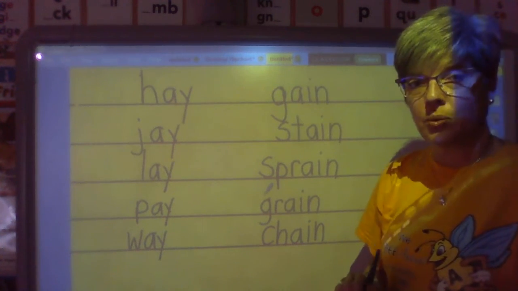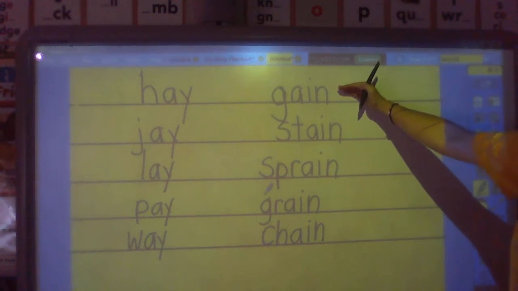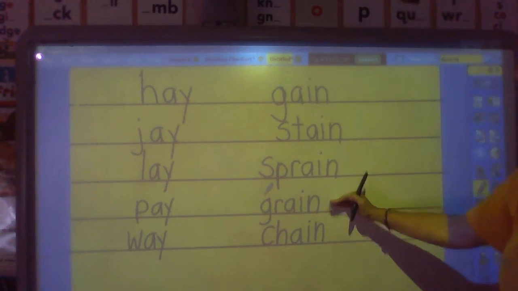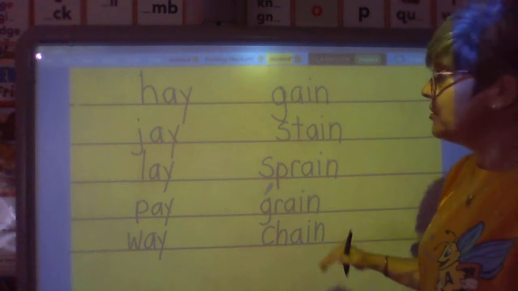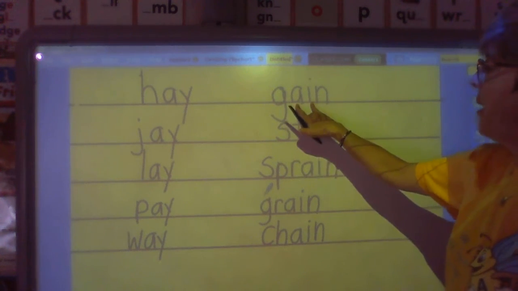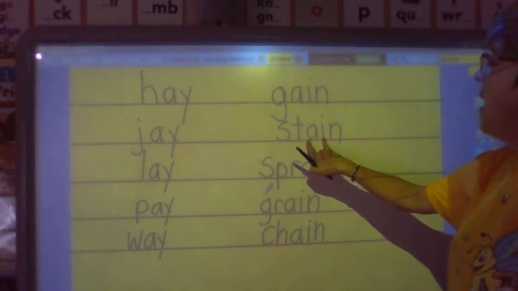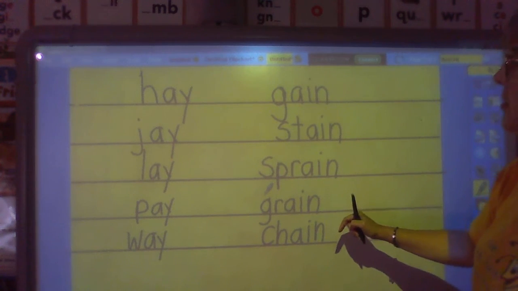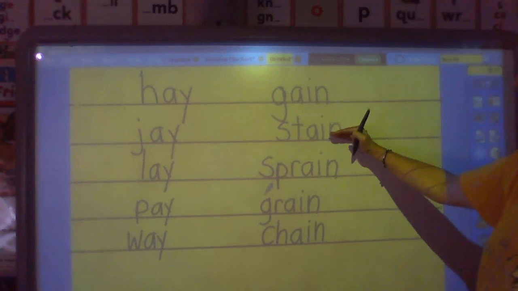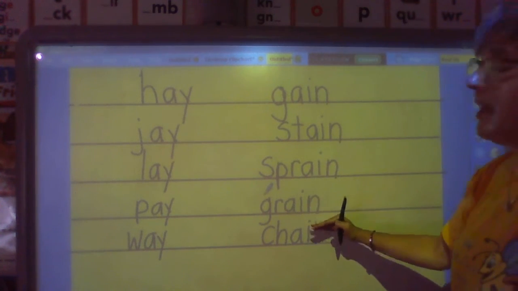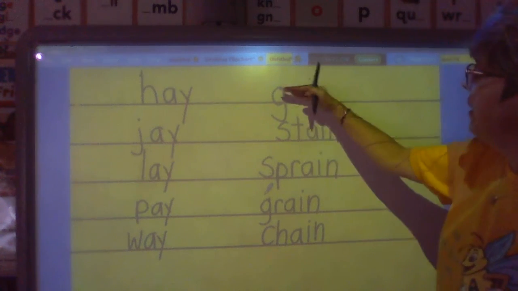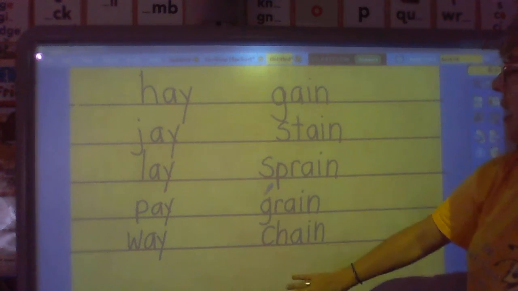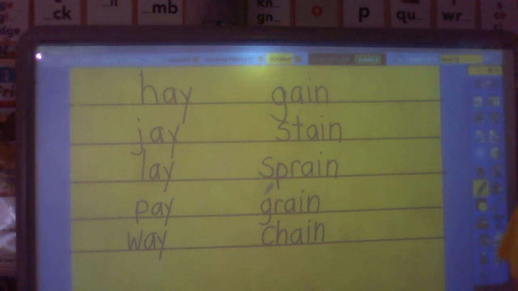Okay, second grade, let's read with this word family. Gain, stain, sprain, grain, chain. Now in this family of words, they all have the vowel pair AI in them, and they have a letter N after our vowel pair. So every word in this word family has AIN in it. So the only thing that changed was the sound on the beginning. Gain, stain, sprain, grain, chain.